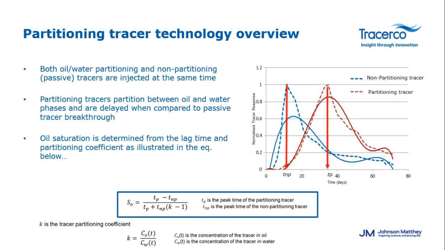When deployed simultaneously, the arrival of the passive tracer will be first, followed by the partitioning tracer. The delay of the partitioning tracer's arrival is due to its interaction with the oil and can be used to calculate residual and remaining oil in place. This calculation is provided below.